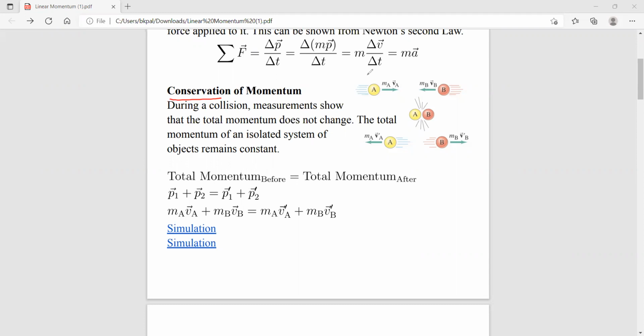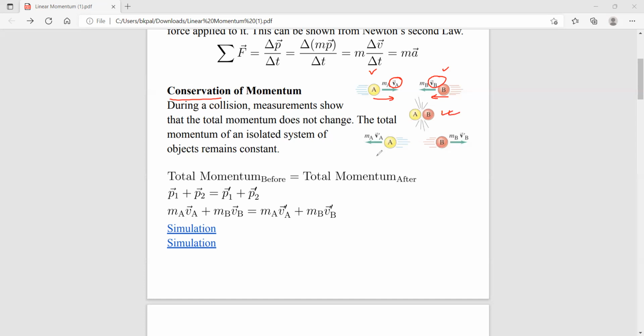For example, let's say we have object A and object B, and object A's mass is ma and object B's mass is mb. Let's say object A is moving in this direction with this velocity, and object B is moving in this direction with this velocity. Once you know the mass and the velocity of each object, you can determine the momentum of object A and object B individually. And then they collide.